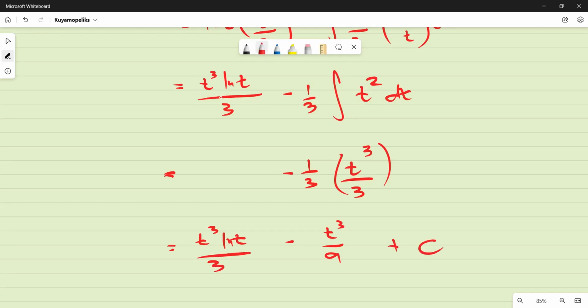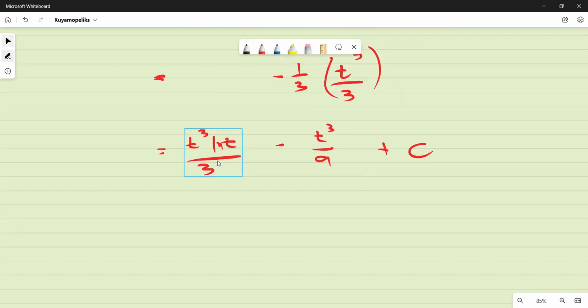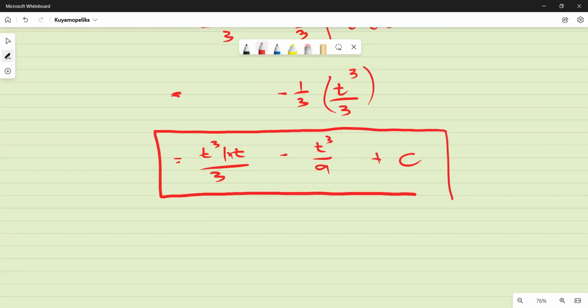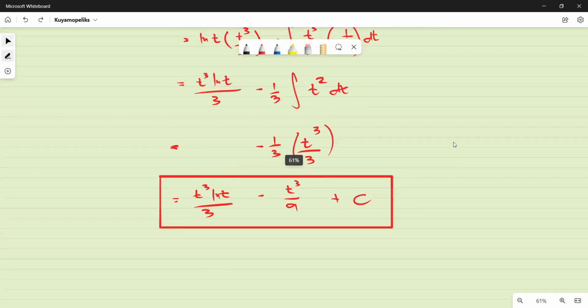And don't forget your plus C. Pwede nyo i-factor out yung 3, no? Para magandang tingnan. Pero this can be final answer. Joke, di pala pwede i-factor out yung 3. Pwede i-factor out yung 3 kapag may over 3 ka dyan. Pero, pwede na yan. This is your final answer.